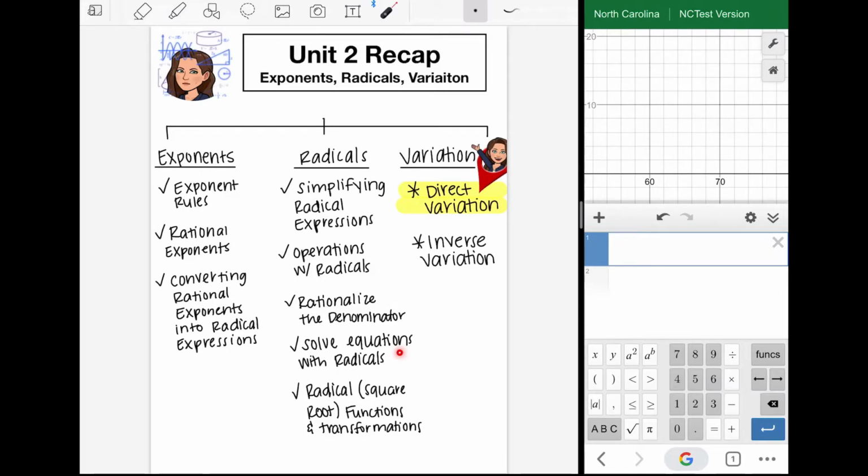We learned how to solve equations that have radicals in them. And we looked at radical functions or square root functions and how those functions are transformed, and that was very similar to the transformations that happened with quadratic functions. Today we're going to pick up with direct variation. We actually started this already. We are going to go back over direct variation, and then to finish out this unit, we will talk about inverse variation in the next lesson.